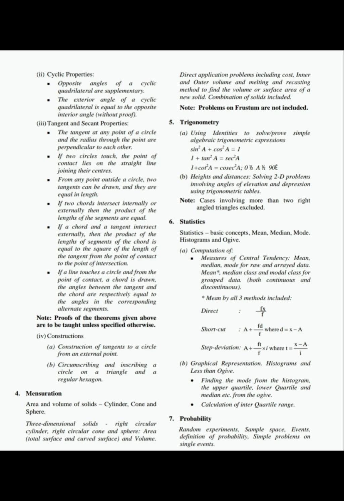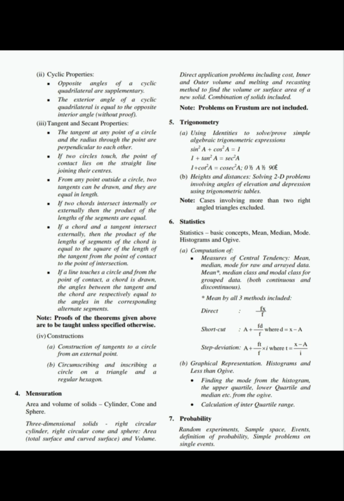Trigonometry: using identities to solve and prove simple algebraic trigonometric expressions. Sin square A plus cos square A is equal to 1. 1 plus tan square A is equal to sec square A. 1 plus cot square A is equal to cosec square A, for 0 degree less than or equal to A less than or equal to 90 degree. Height and distance: solving 2D problems involving angles of elevation and depression using trigonometric tables. Cases involving more than two right angle triangles are excluded here.